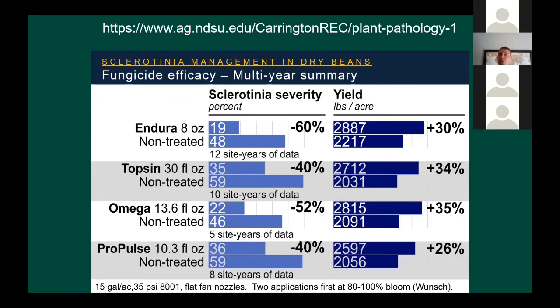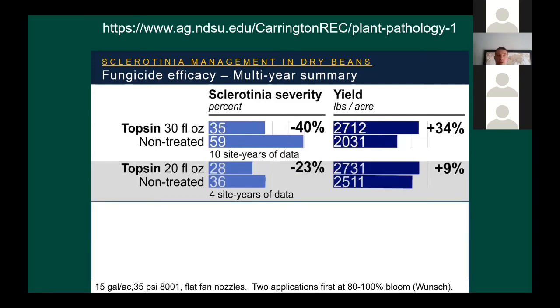Okay, so I would emphasize here, you can take a look at the data on the website, but I would emphasize that this is high disease pressure. These are 2 applications, pretty intense. And I think in a really bad year, this is probably what you would see in the field, but most years we don't see this level of disease. We just don't, but the fungicides can help protect.